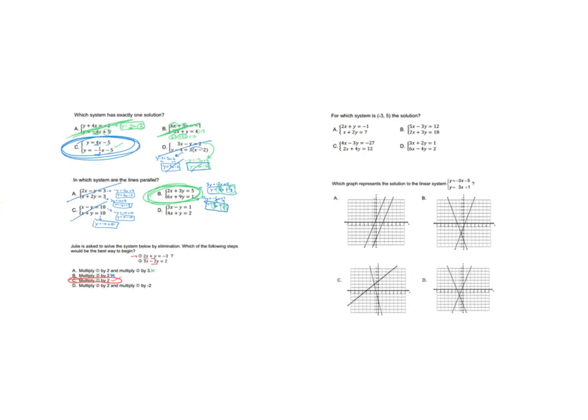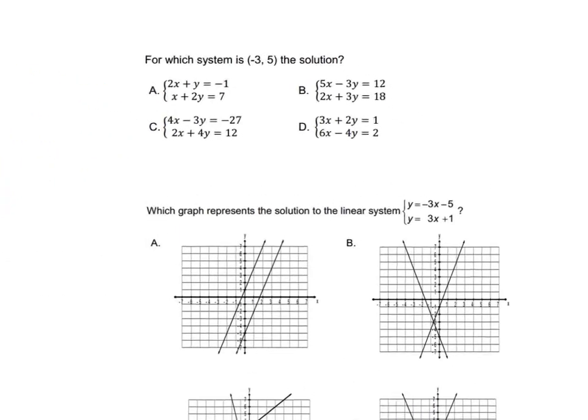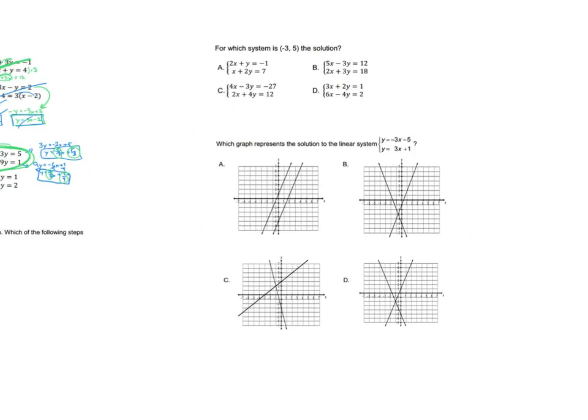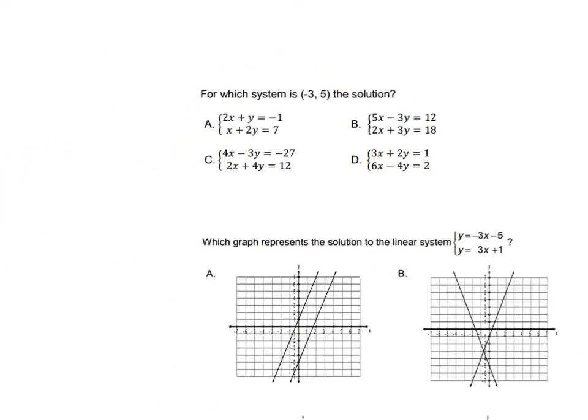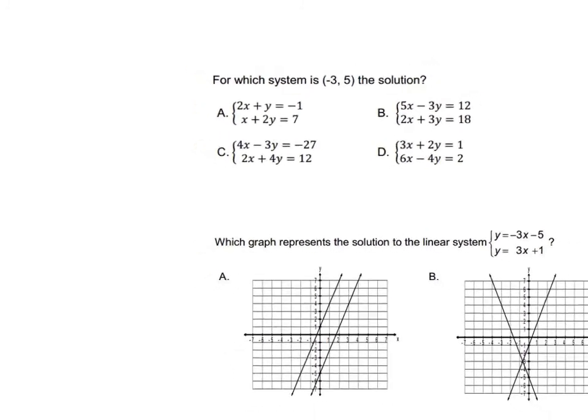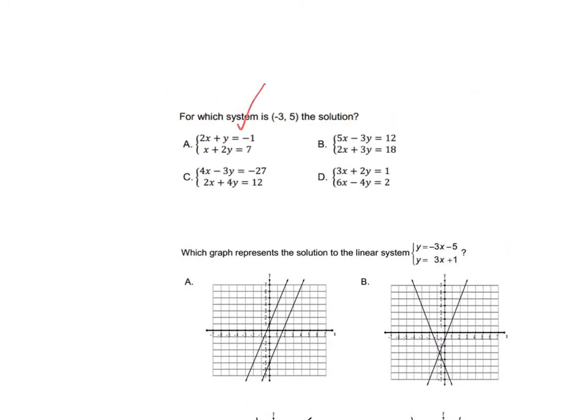Okay. For which system is negative 3, 5 the solution? We can go through and try to figure that one out by plugging in the values to figure out which one works. So let me give it a shot. Let's try 2 times negative 3 plus 5 equals negative 1. Negative 6 plus 5 equals negative 1. So it works for this one. So then you've got to try that one down there.